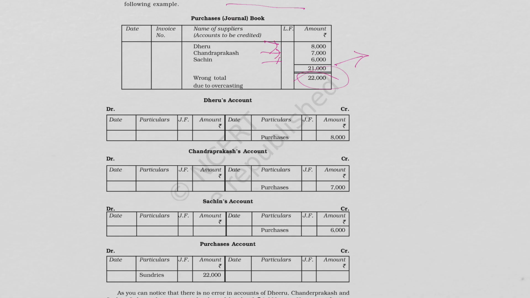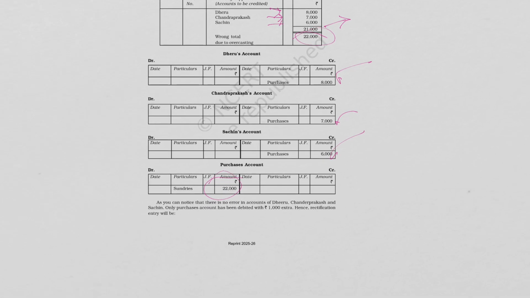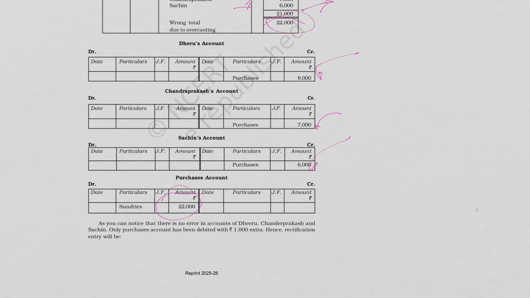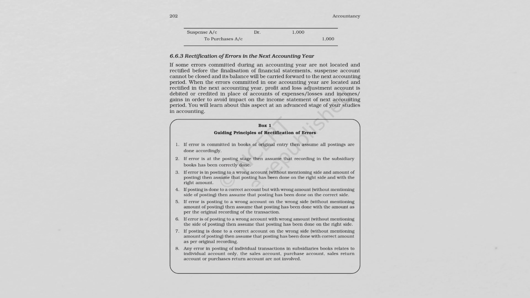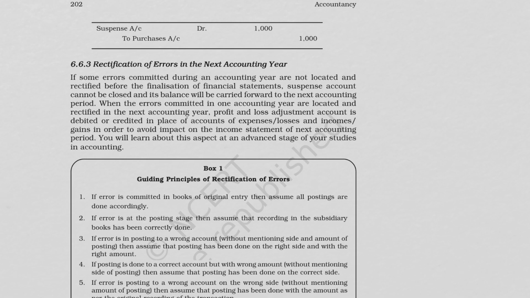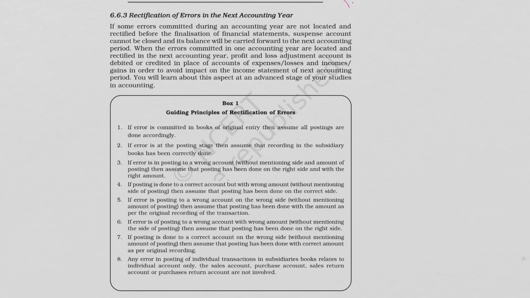In Dhiru's account, the amount has been correctly posted, but in the purchases account the wrong amount has been posted. As you can notice, there is no error in these three accounts. Only the purchases account has been debited with 1,000 extra. So what will be the rectification? There's an excess debit in purchases, so we'll credit it to remove the excess debit, and we'll debit the suspense account. Now we are going to study rectification of errors in the next accounting year and the guiding principles of rectification of errors.